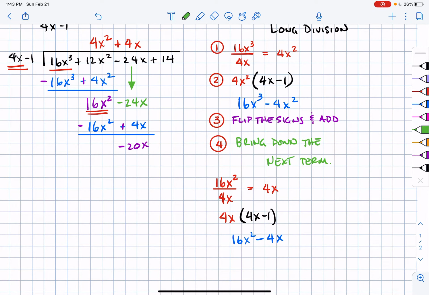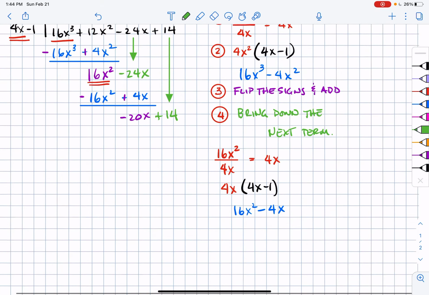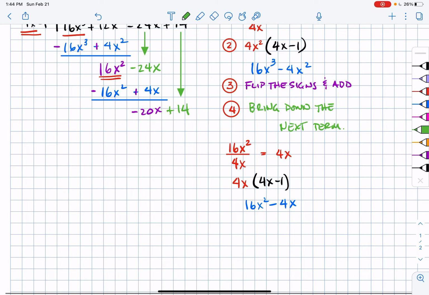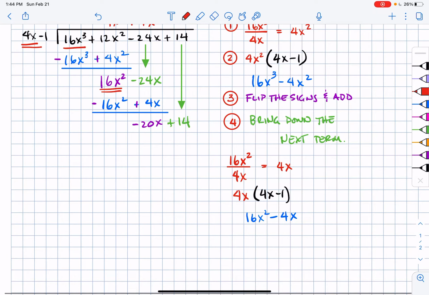And then the fourth step is to bring down the next term, which is plus 14. So I repeat those same 4 steps again. Step 1 was what? How many times does 4x go into negative 20x?